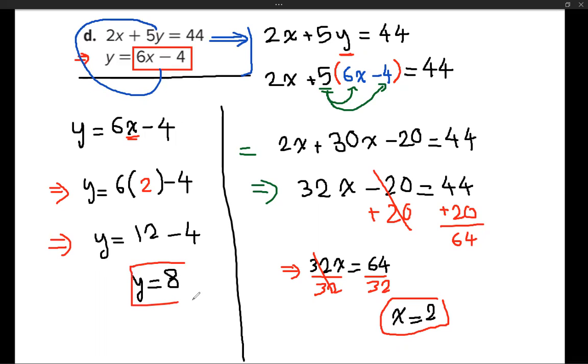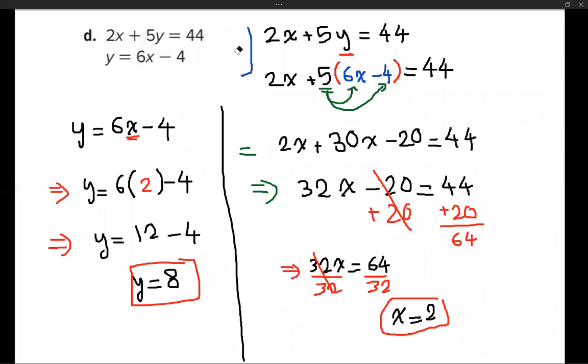Okay, how can we represent the final answer or the solution for this system of equations? Let me write it there in green. It's a point, okay, two coordinates. The x coordinate is 2 and the y coordinate is 8. And that's it.